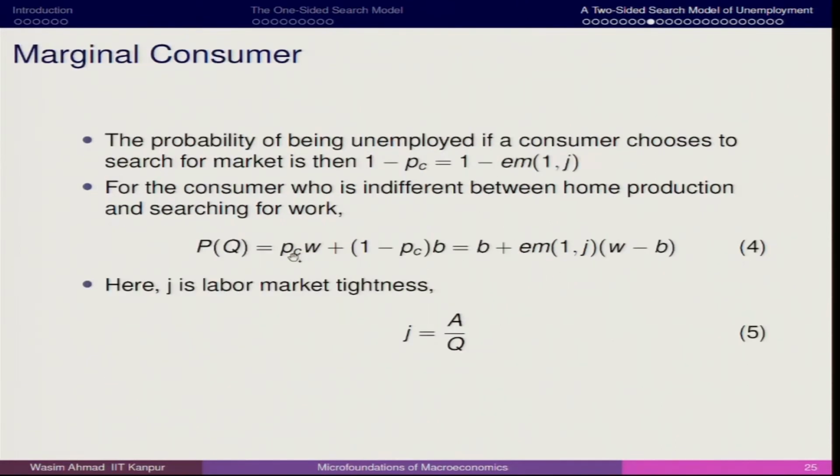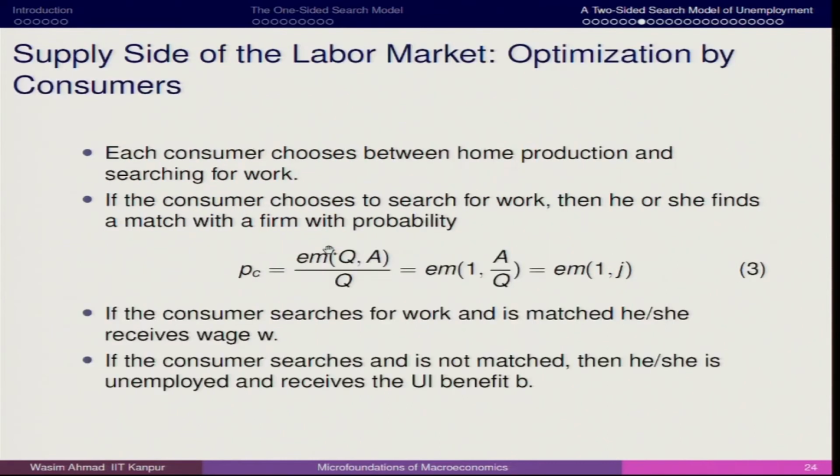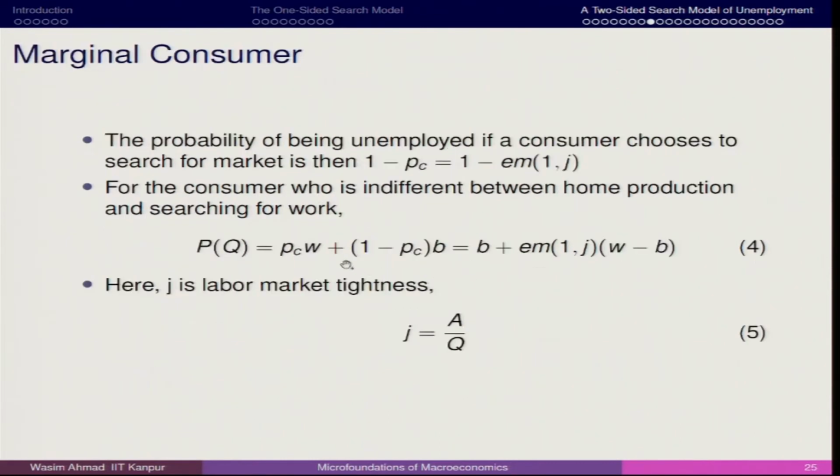So, here we have P c w plus 1 minus P c B. P c that we are mentioning about can be derived from here, E m 1 j multiplied by W. And if you just go for simplification, this is how it looks like: B plus E m 1 j W minus B.